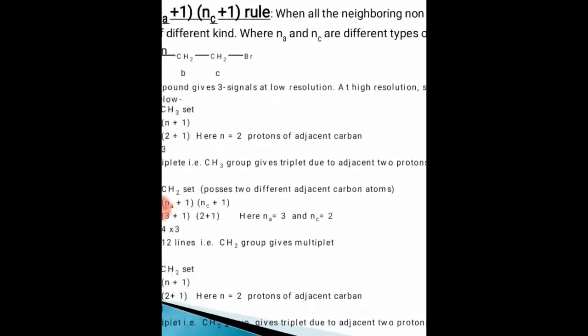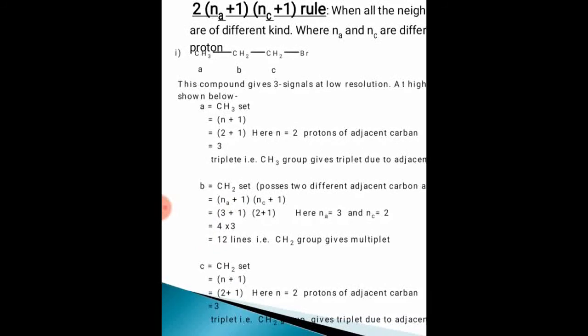The second rule: when all the neighboring non-equivalent protons are of different kinds, then we can apply this second rule, (Na + 1)(Nc + 1). Let us consider this example, 1-bromopropane. In 1-bromopropane, there are 3 sets of protons, A, B and C. All 3 sets are non-equivalent.